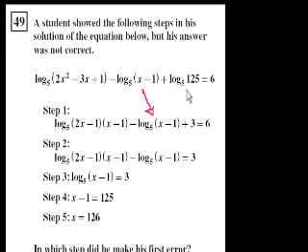Can't mess up there. And then he said log base 5 of 125 is 3. Yeah, that's right. 5 to the third power, 5 to the third power is equal to 125. So that is right as well.